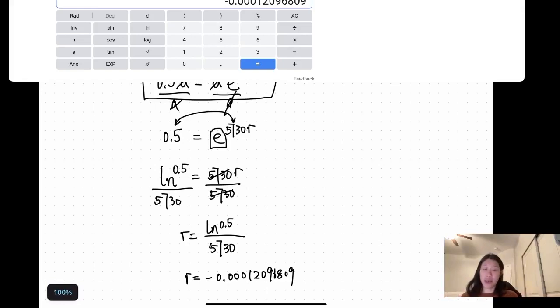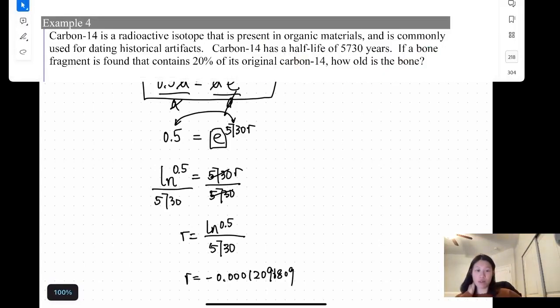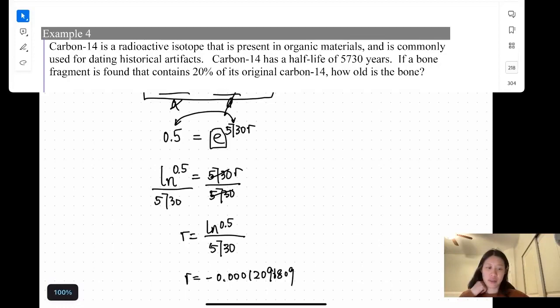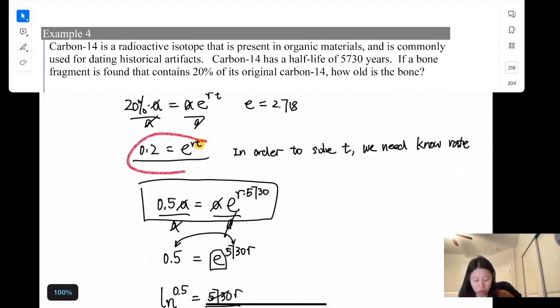That's why it takes 5,713 years to decay to half of its size, of its weight. So it's really slow decaying. So after we know the rate, the next thing that I want to do is find out about the time. We go back to our first unsolved part in here.